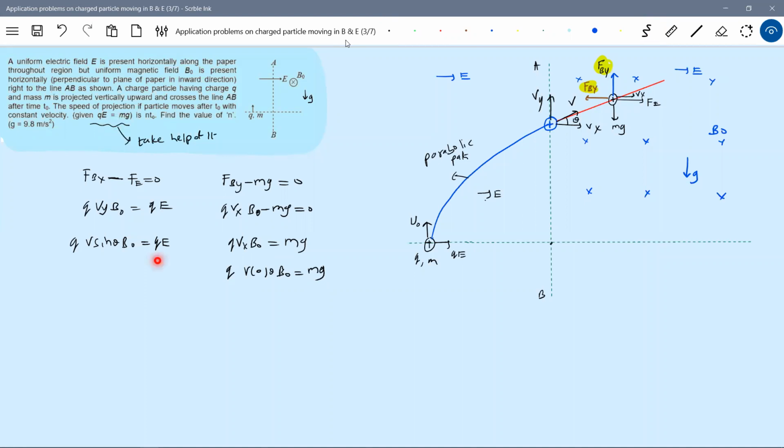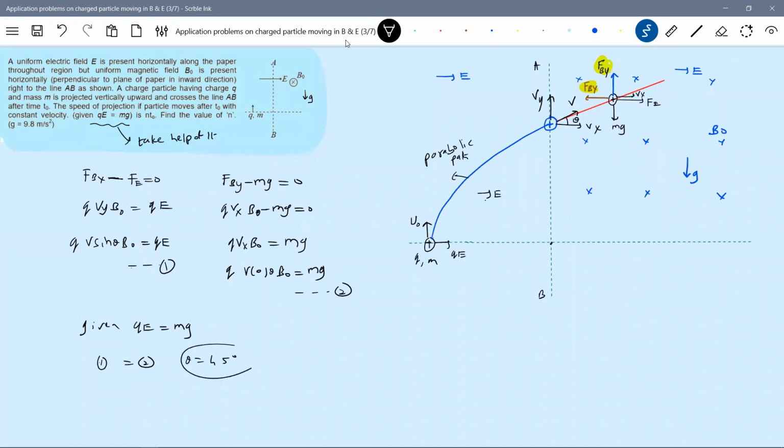qE equal to mg, no? So there's equation 1, there's equation 2. Given qE equal to mg. So based on that, I'll equate 1 and 2. How much will we get for sine theta? Theta will be 45 degrees. So theta equal 45 degrees, what does it mean?